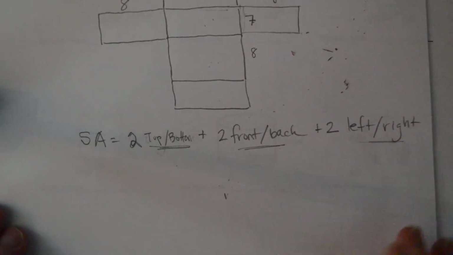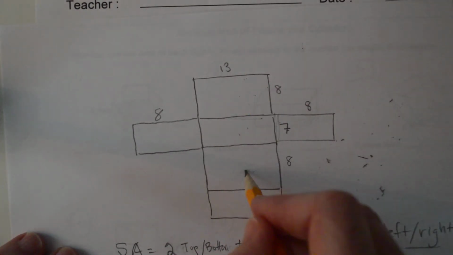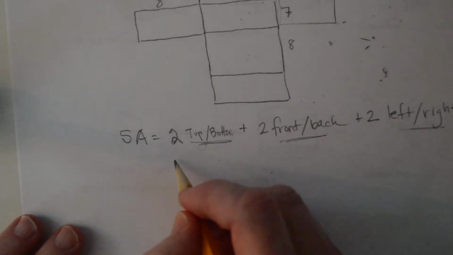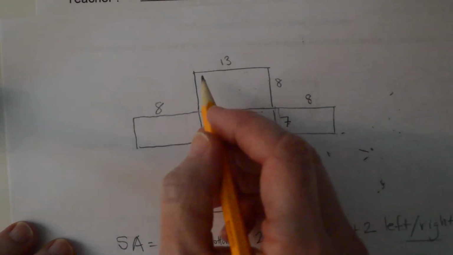The left and right are the same size. So let's do the top and bottom. And again, that was these 2 right here. So 2 of those that are rectangles. So the area is length times width, and their length is 13 and their width is 8.